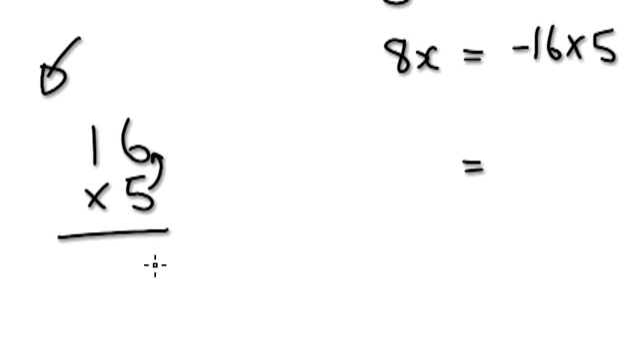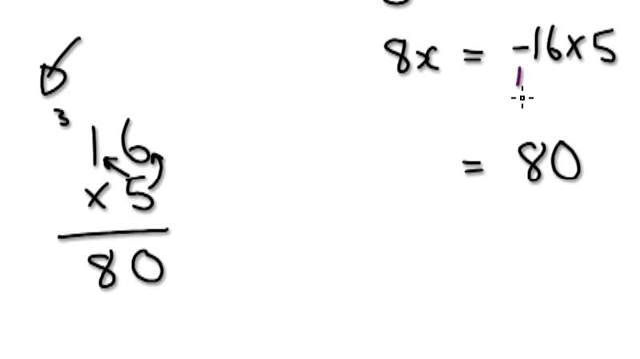5 times 6 is 30. Carry the 3. Okay, it doesn't matter if you don't know this. I'll teach you this another time. Now 5 times 1, which is 5, and then you add 3 here, which is 8. So the answer is 80. Okay, and then you look at the minus here. You can see there's only one minus. So the answer is minus 80. All right. So 8x equals minus 80.